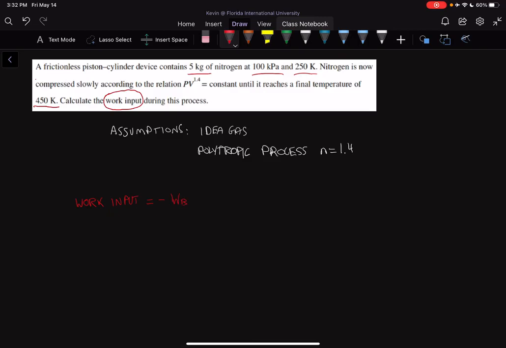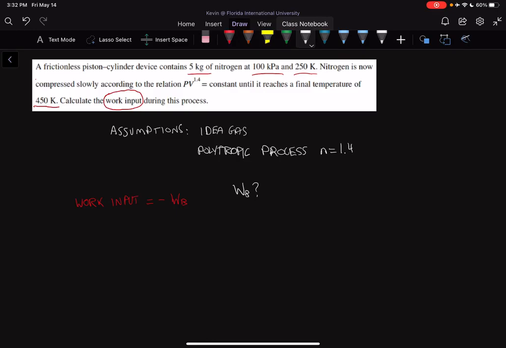It really doesn't matter which way you do it. I like to leave it as just work boundary. So in this problem, we're just going to find work boundary, and then from there you can infer what the work input would be. It would just be the negative of that.